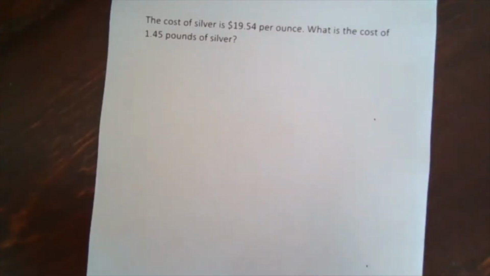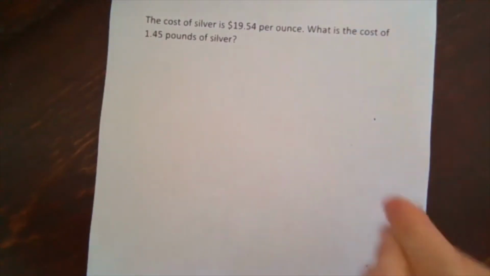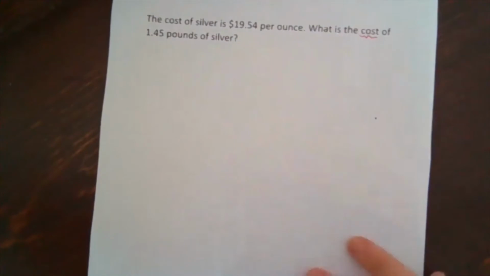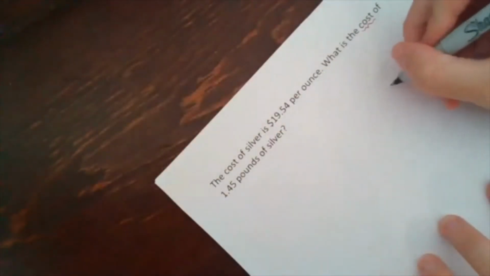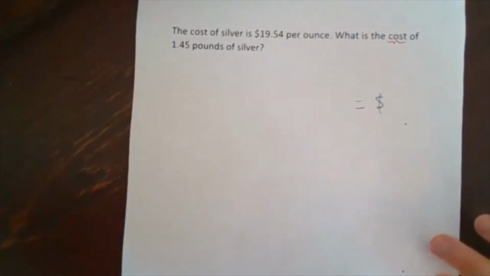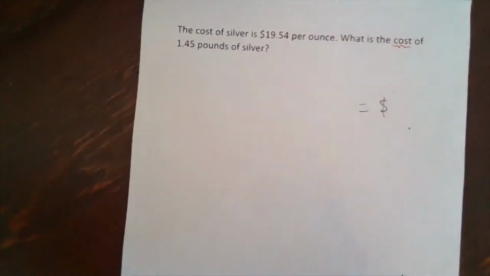Cost of silver is $19.54 per ounce. What is the cost of 1.45 pounds of silver? So we know we want cost, and so it's likely that we're going to start in dollars. The thing is, this is something that has to be a unit conversion. We don't have any equations to turn to, so this is definitely a conversion problem. Our likely ending unit is going to be dollars, because we can see dollars is there. We can maybe convert to cents if we wanted to.